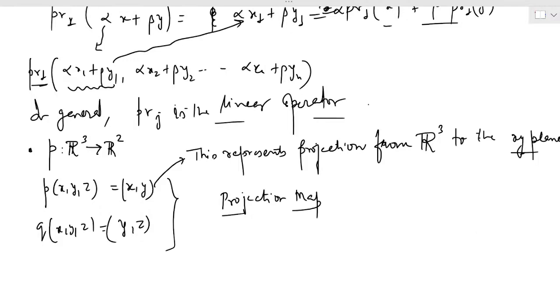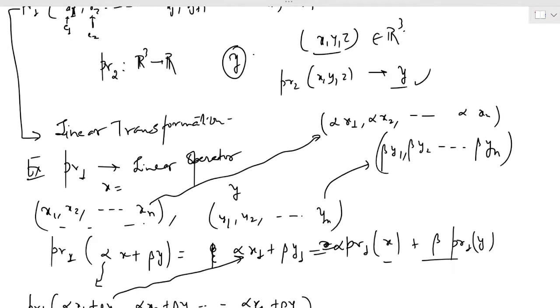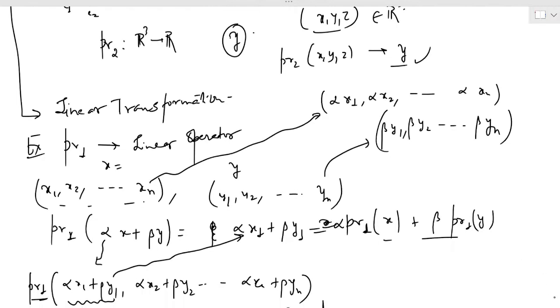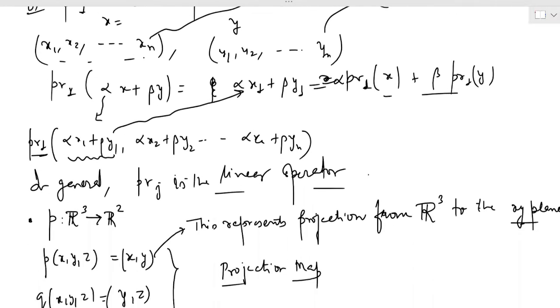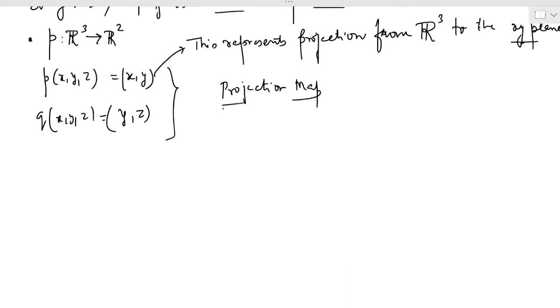And what was that? It was PRj, which is the projection on the jth coordinate. If I'm writing a subscript, it represents a projection on the jth coordinate. And if I'm just writing this, this is called a projection map. Always remember, this also forms a linear transformation.